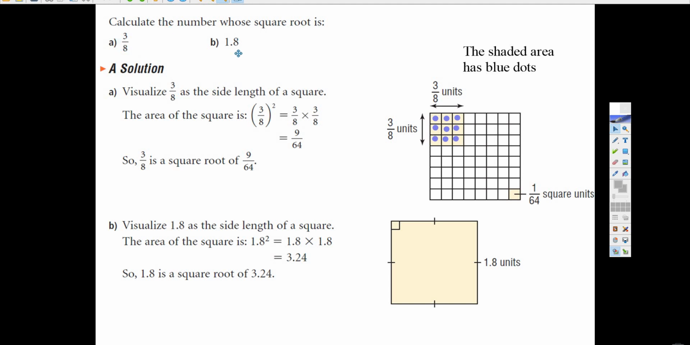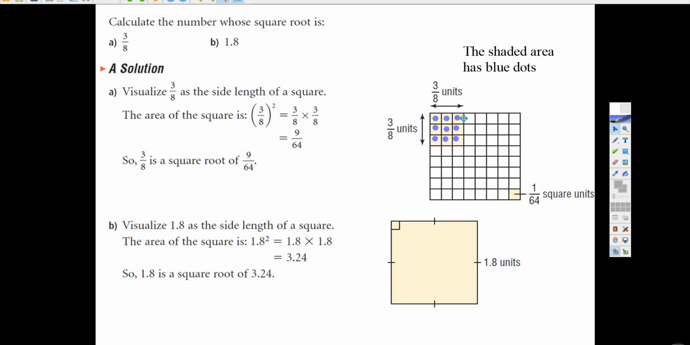But before we do, let's just look at one more example here. Calculate the number whose square root is 3 over 8. So we're looking for a number. When you take the square root, it is 3 over 8. Well, if this is broken up into 8s, there'd be 8 little squares this way, 1/8. Each one would be 1/8. And 1/8 times 1/8, there'd be 64 little squares here. So this would be 1/64 of a square.